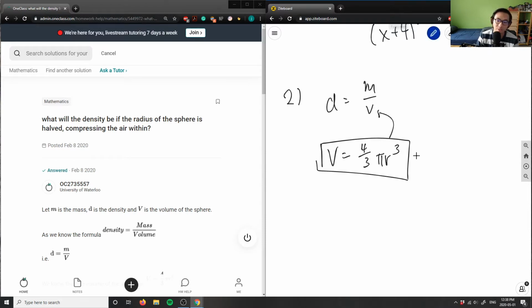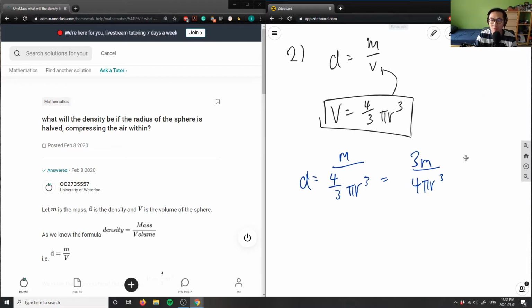I'm going to substitute this volume equation into the density equation, so I get a new equation: D equals mass divided by 4 over 3 pi r cubed, or you could rewrite this as 3m over 4 pi r cubed. This is our density equation. It's asking what the density would be if the radius of a sphere is halved, right?